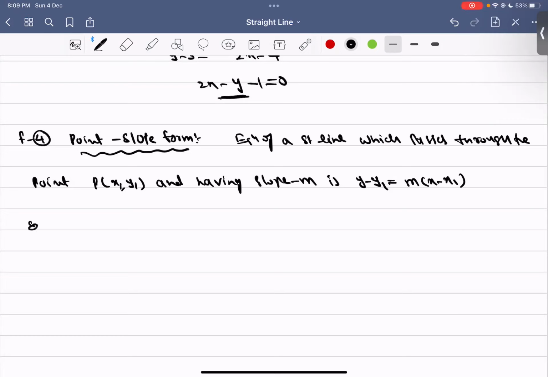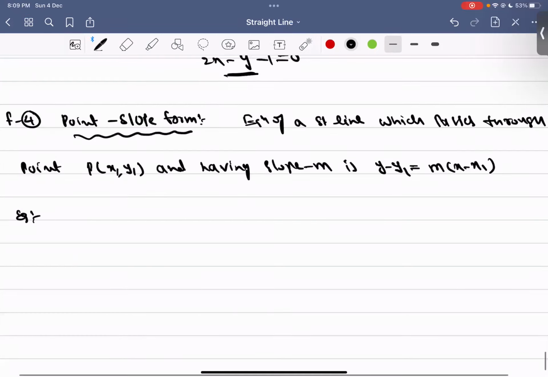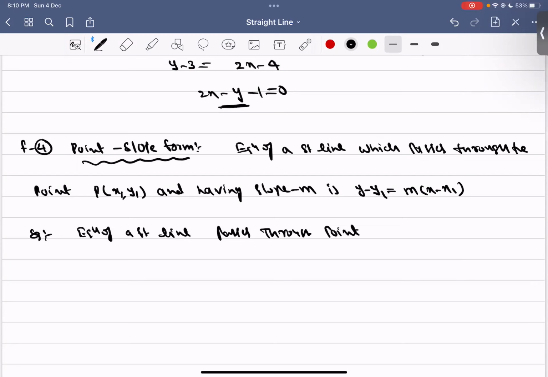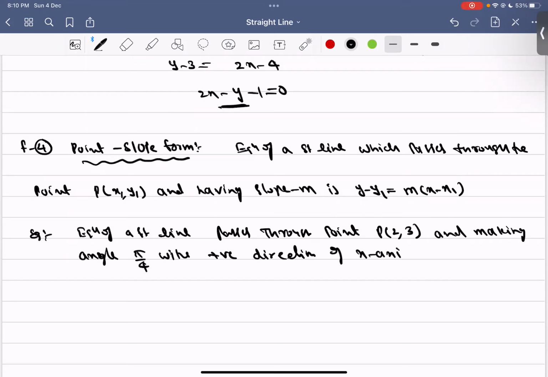So example: suppose the equation of a straight line passes through the point (2, 3) and making an angle pi by 4 radians with the positive direction of x-axis.